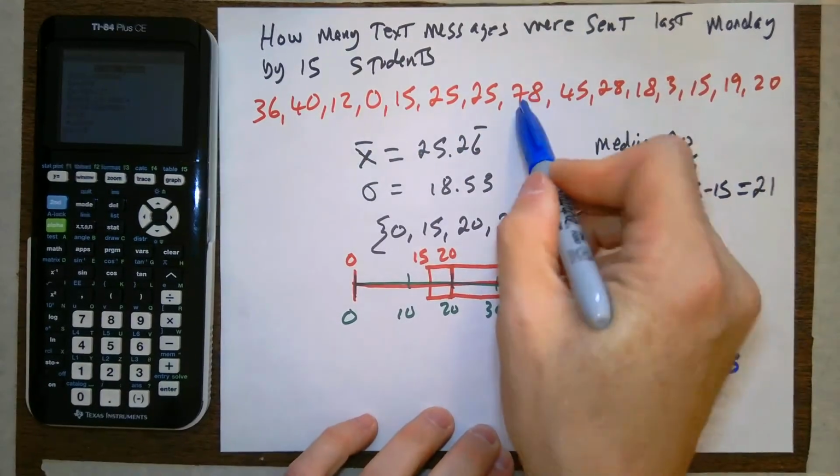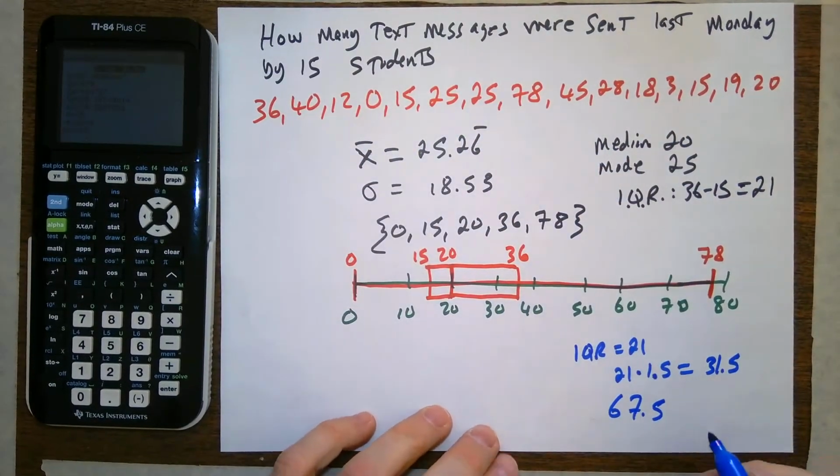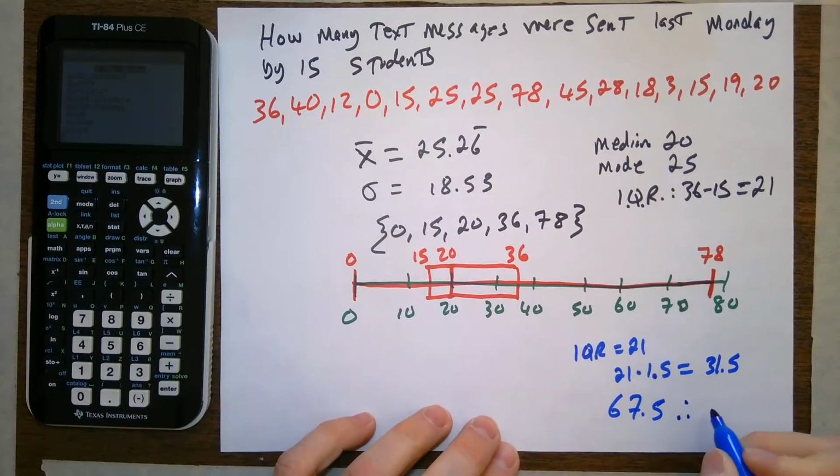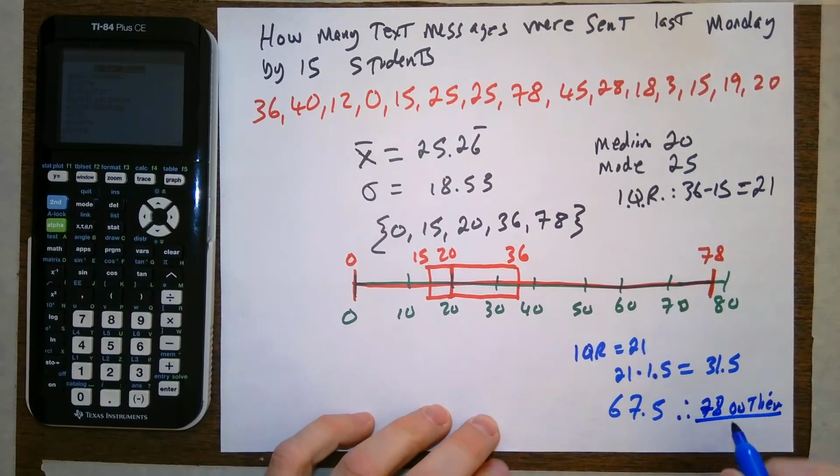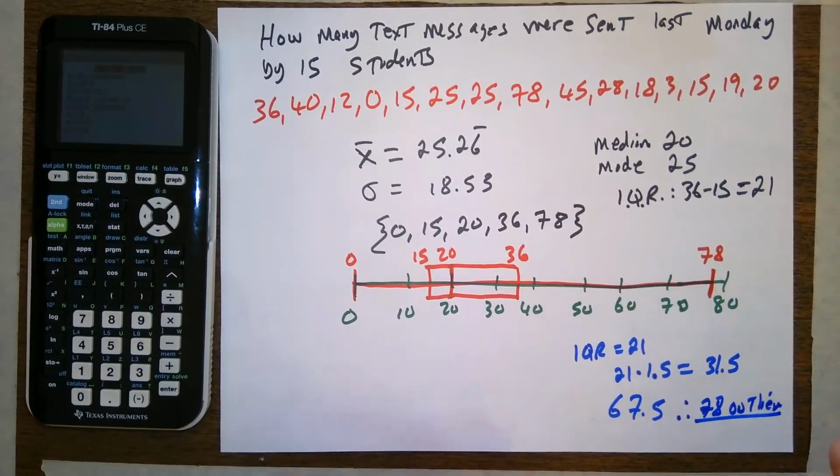How many numbers do I have? 78. So therefore, 78 is an outlier. That 78 was definitely an outlier. It was more than 1.5 interquartile ranges away from my quartiles.